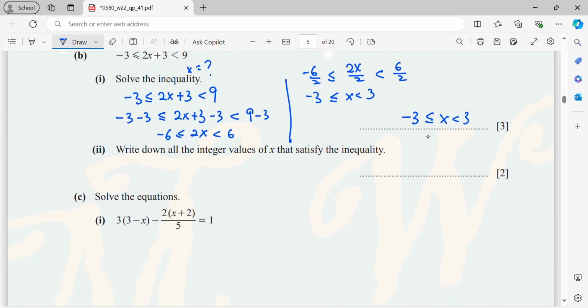Part 2, write down all the integer values of x that satisfy this inequality. So now your x is in between minus 3 and 3. Okay, inclusive of minus 3 but not inclusive of 3. So inclusive minus 3 means that it will be minus 3, minus 2, then minus 1, 0, 1, and 2, because it is less than 3. Okay, so your integer is up to 2 because it's mentioned integer.